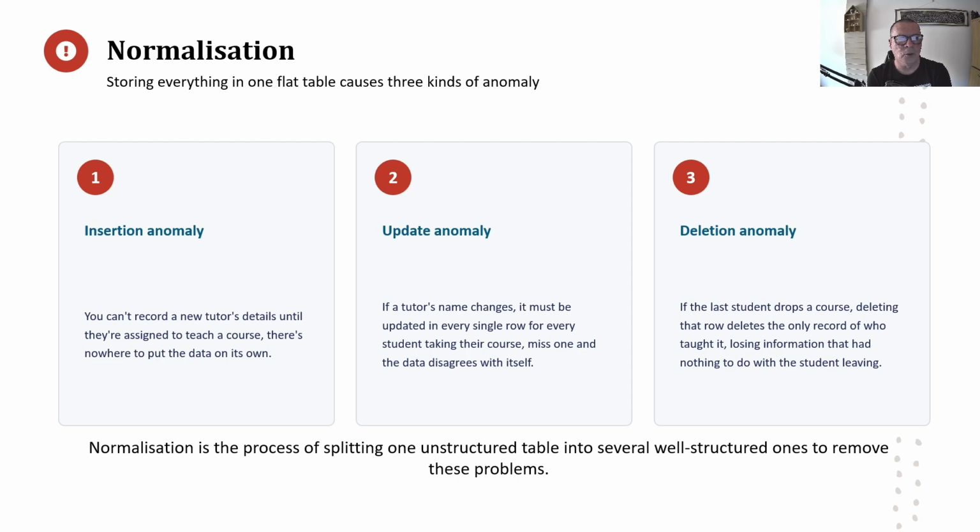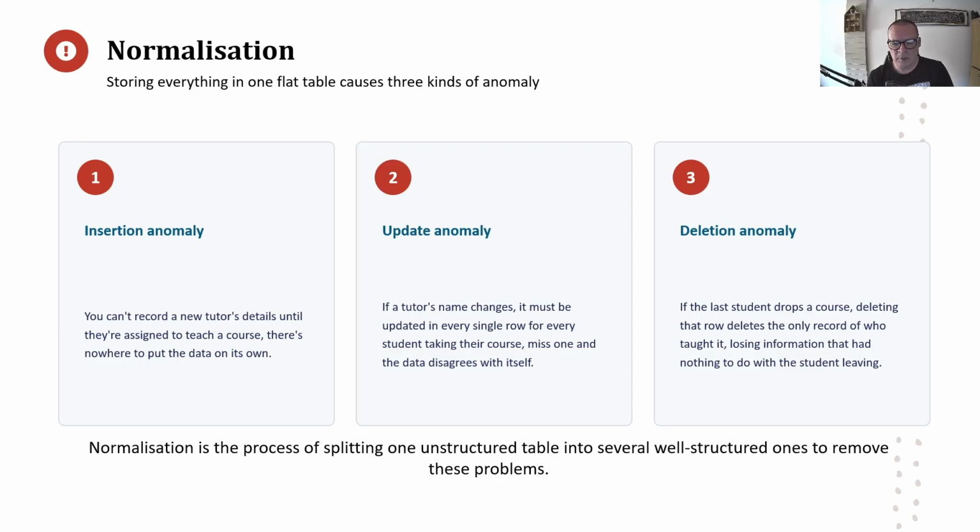Then there's the update anomaly. If the tutor name changes, we have to update it on every single row in that flat file. If we miss one, then we have the inconsistency problem. And then we've got a deletion anomaly as well. So if the very last student drops a course, i.e. there's no more students doing the course the tutor was teaching, then we've lost all the information about the fact that that tutor taught that course because we have nowhere else to store it. This is a flat file, so the only place that we're storing this information is in that file, and those records are now being deleted.